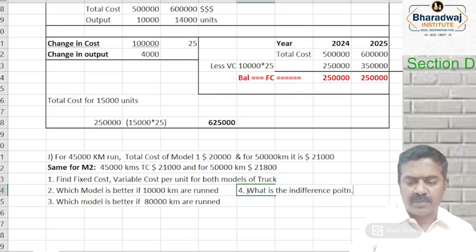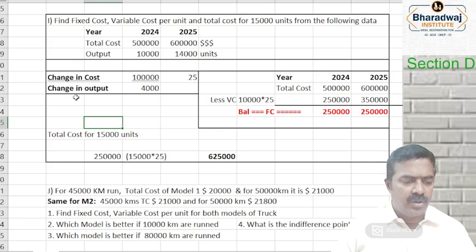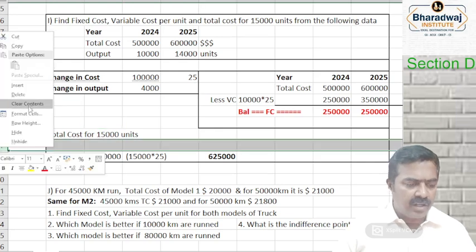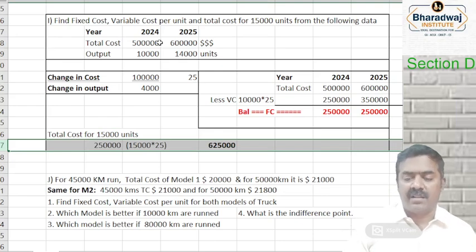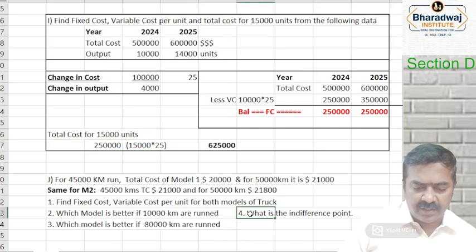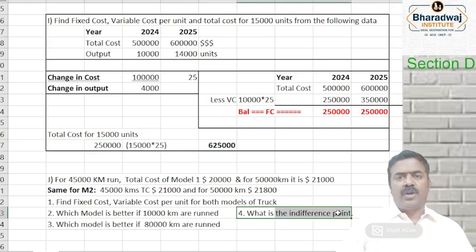What do you mean the indifference point? You're not able to decide. You're given two products. You're not able to choose whether one product is good or the second product is good. I'm unable to decide. That is called as which one? Indifference point. Indifference point is the point at which you are unable to decide.